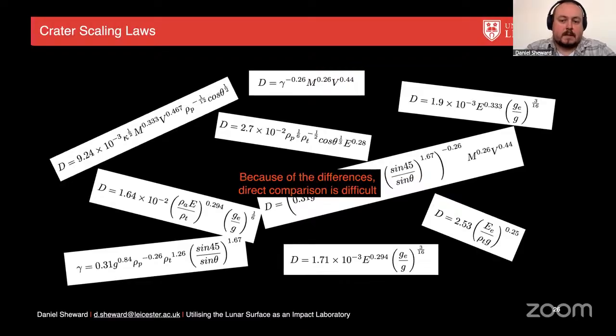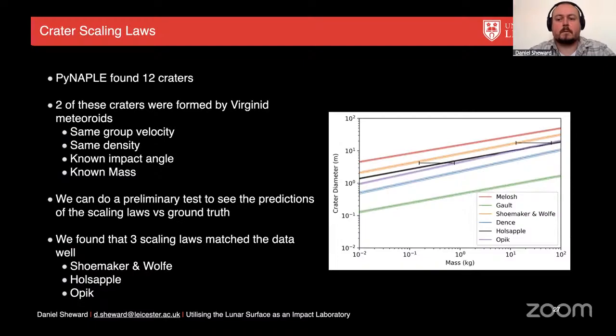Because of these differences in parameters, making a direct comparison is difficult, because all these craters have different densities, different impact angles, and different velocities. So really doing a one-to-one test is quite difficult. But fortunately, of the 12 craters that we found, 2 of them were most likely from the same meteoroid stream. So we can assign them the same group velocity and the same density. We know their impact angle because we know the parent stream, and we know the mass.